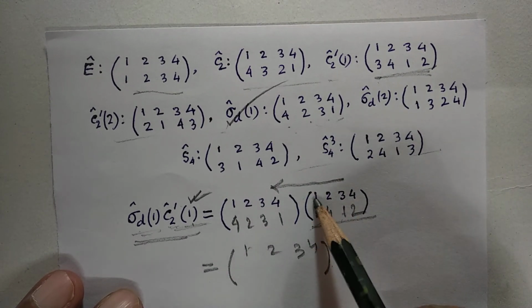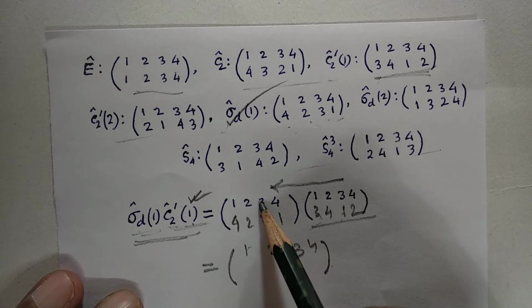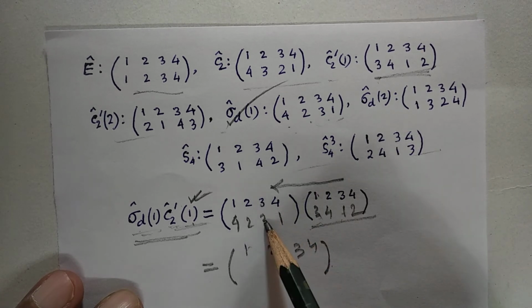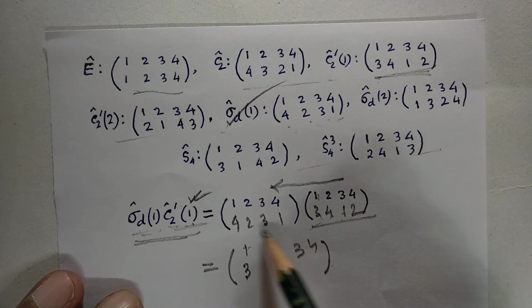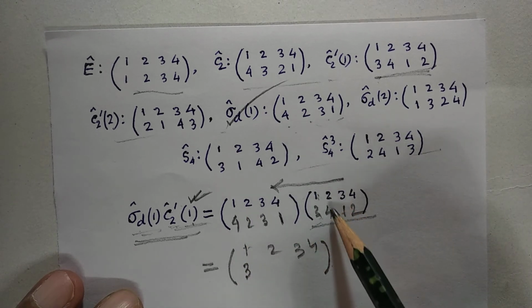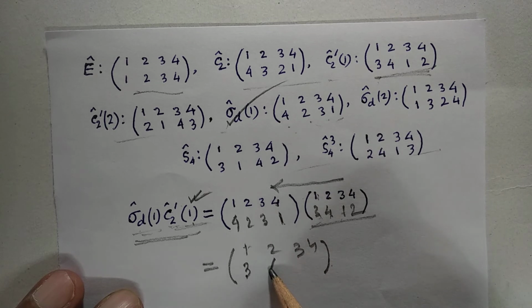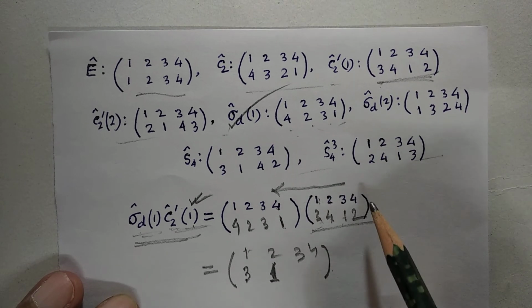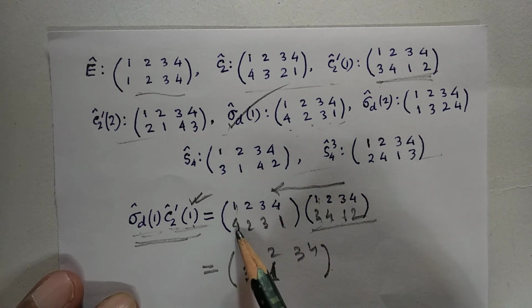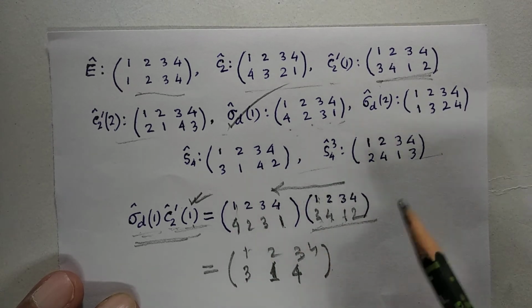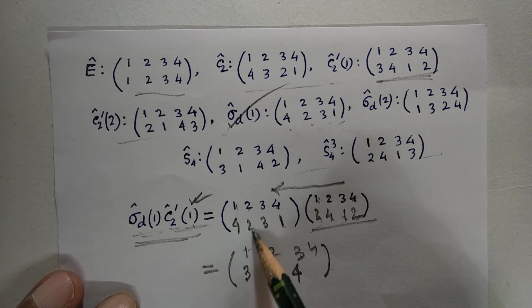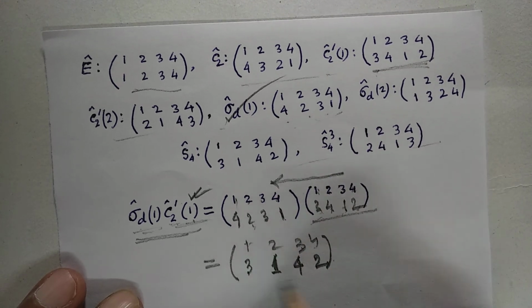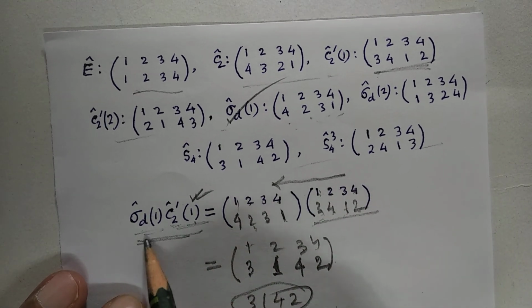So we see here that 1 goes to 3, and then 3 goes to 3. Therefore 1 finally goes to 3. Similarly 2 goes to 4, and then 4 goes to 1. Therefore 2 finally goes to 1. 3 goes to 1, and then 1 goes to 4. Therefore 3 goes to 4. And 4 goes to 2, and then 2 goes to 2. Therefore 4 finally goes to 2. So 3, 1, 4, 2 is the result of this product.